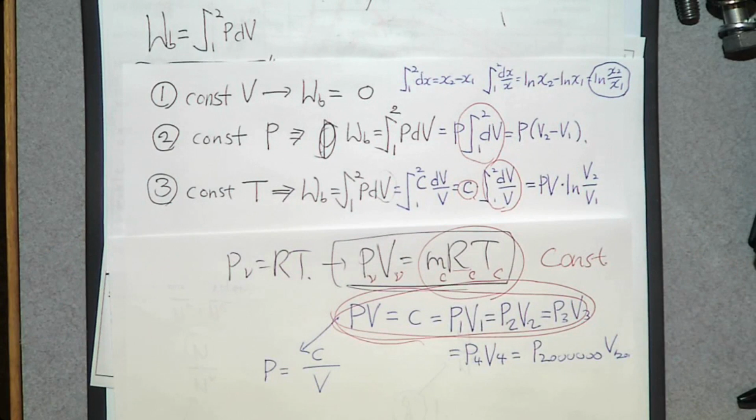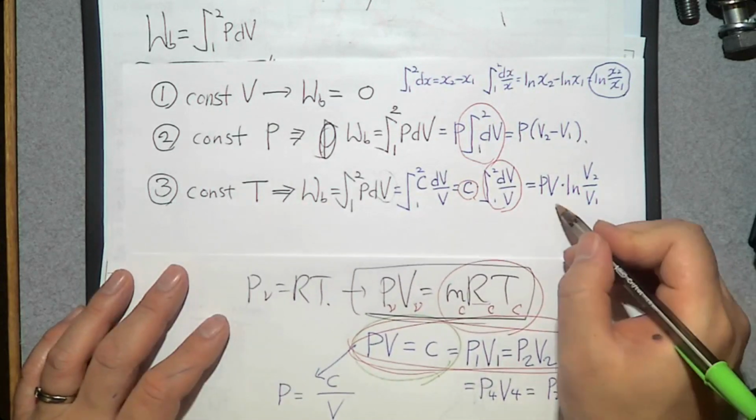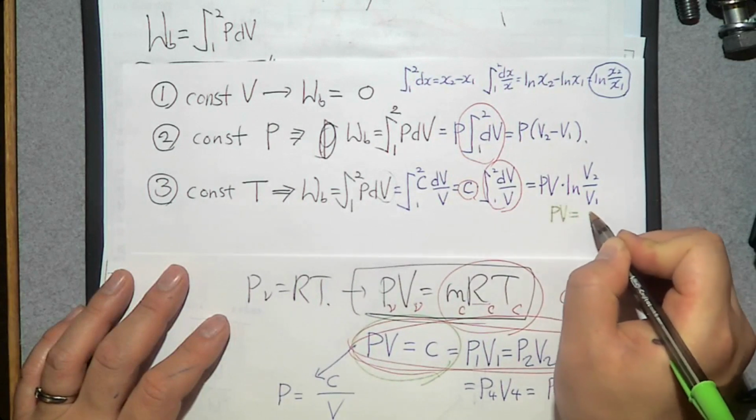Then what about this PV? Is it P1 V1 or P2 V2? It doesn't matter, because P1 V1 is the same as P2 V2. But you cannot say P1 V2 or P2 V1. Only P1 V1 or P2 V2. So that's how you determine the moving boundary work for a constant temperature process. And the relation that we use is this one: PV is constant.